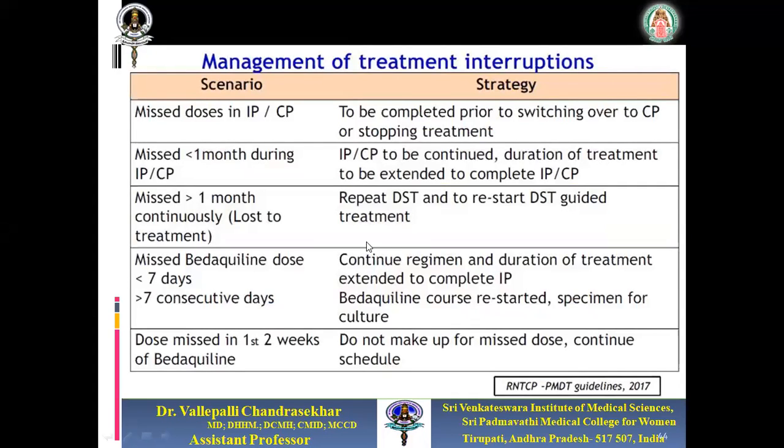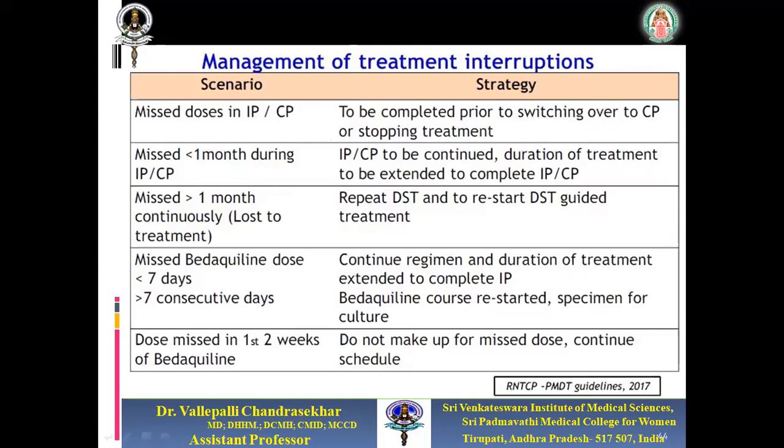Again, how to manage these treatment interruptions? We know there may not be completely good adherence to this treatment, so we have to manage this. If they miss a dose in the intensive phase or continuation phase, it should be completed prior to switching over to the continuation phase or stopping treatment. They have to take all the drugs before entering the next phases. If they missed less than 1 month, the phase which they have missed should be continued, and the duration of treatment extended to complete the intensive phase or continuation phase.